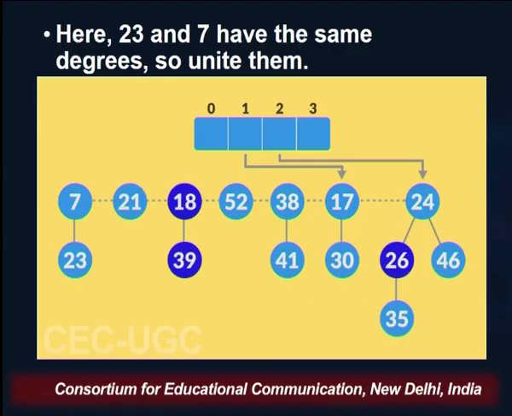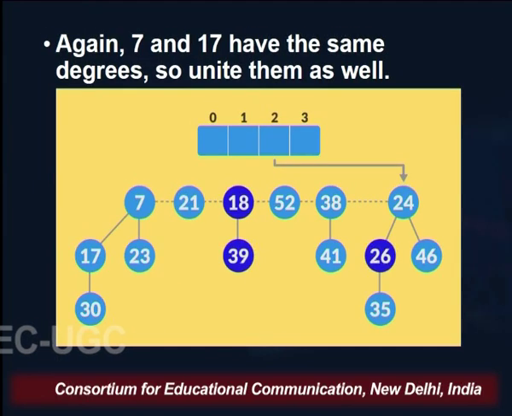So, 17 has degree 1, only one child which is 30, same with 7. So, we need to unite them. How are we going to unite them? Let us see. As 17 is greater than 7, as far as min heap properties are concerned, it is going to take the position of the children of 7.